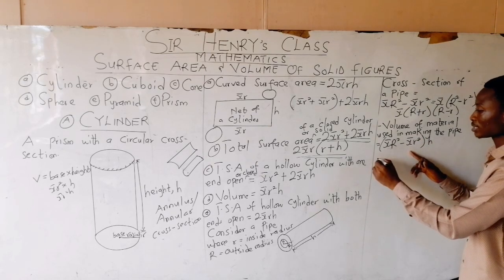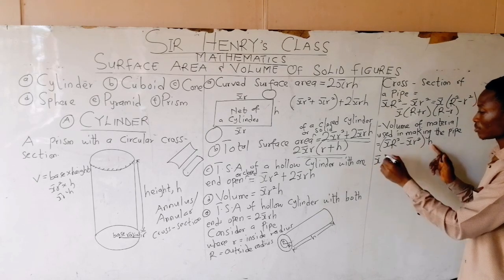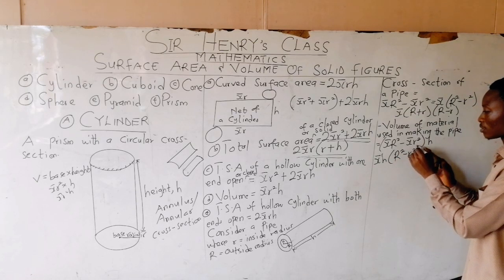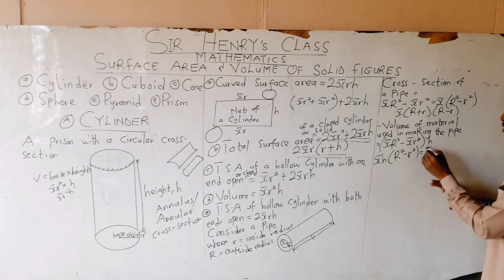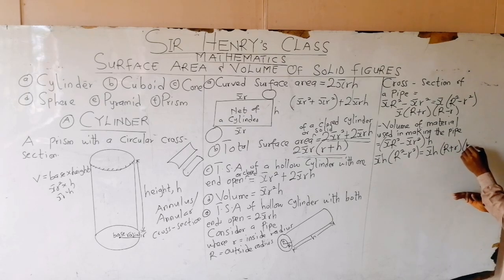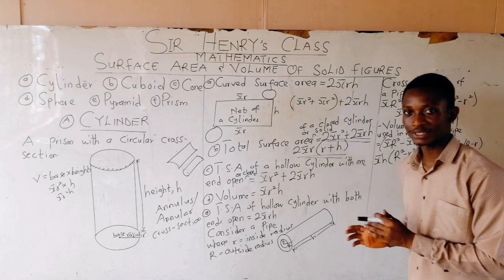I can write this in a different way. Pi is here, pi is here, so pi comes out, multiplying with the h. So R squared minus r squared. This is the same as pi h, brackets, R plus r, R minus r. You need to take your time.